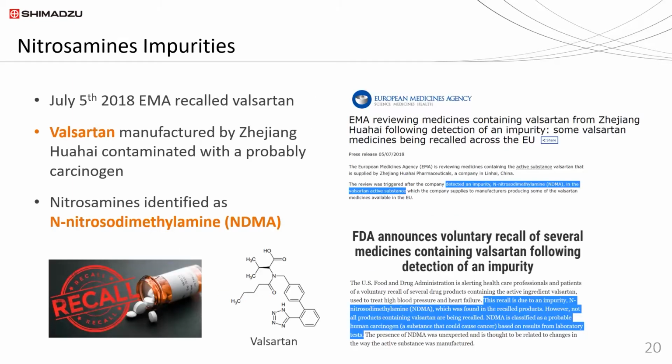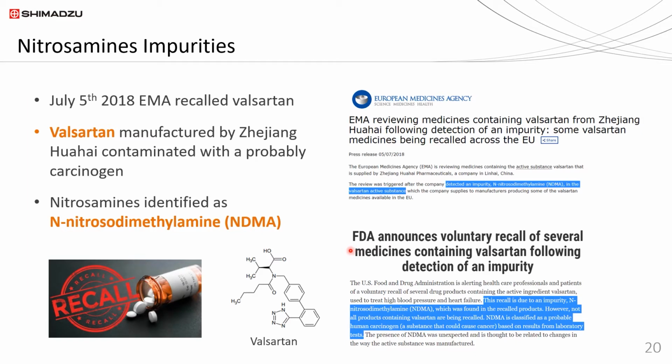If you are in the area of pharmaceutical, you will have known that in 2018, the European Medicines Agency recalled a generic drug used for hypertension treatment called Valsartan. At that time, Valsartan manufactured by Zhejiang Huahai Company was found to contain nitrosodimethylamine, NDMA, an impurity compound that can potentially cause genotoxicity. Shortly after, FDA issued a recall for the drug as well.